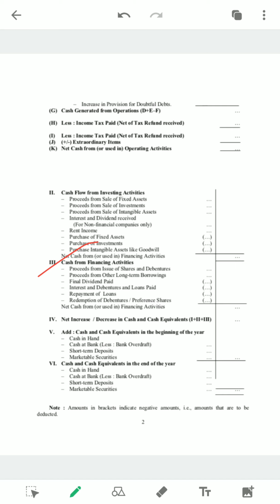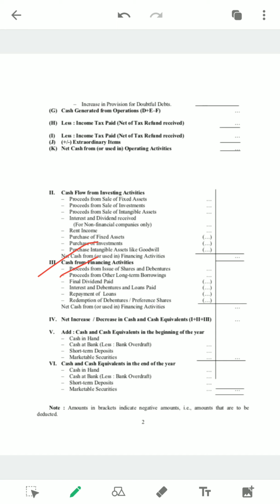And issue means you are getting the money. So all issue will be added, all repayment will be deducted. All repayment are negative figure, and issue are positive figure. Suppose there is equity share capital and debenture. Opening balance is 1 lakh, closing balance is 1,50,000. So there is issue of debenture or issue of shares, means it is increasing. Whenever there is an increase, that is issue. Whenever there is a decrease, that is repayment.